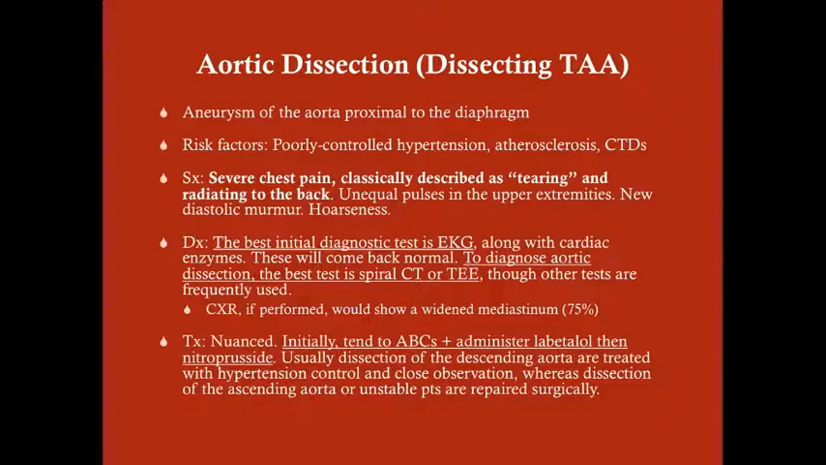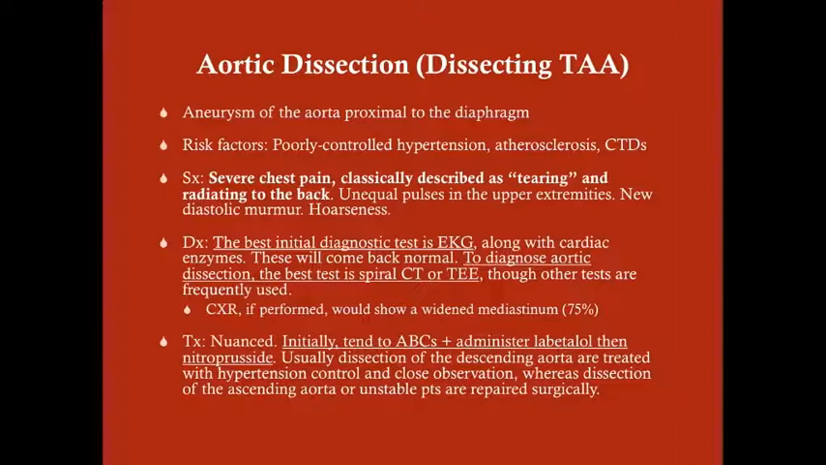We're also going to get cardiac enzymes and probably also a chest x-ray. All of these things should come back normal, well, except for the chest x-ray. But your EKG and enzymes should come back normal. That's going to rule out the MI. Your chest x-ray will probably show a widened mediastinum, but that only occurs in about 75% of patients with aortic dissection. So you can't necessarily rely on a chest x-ray.